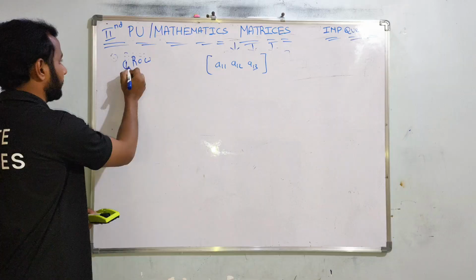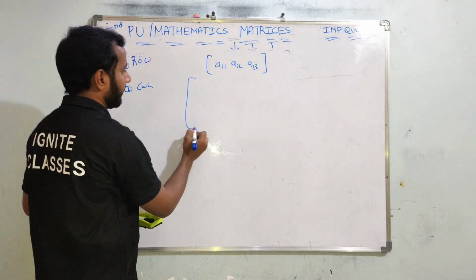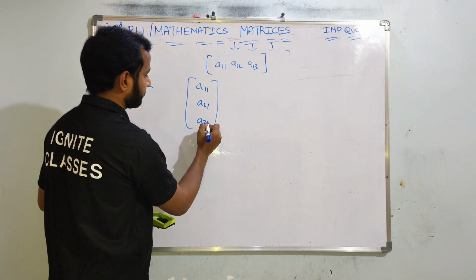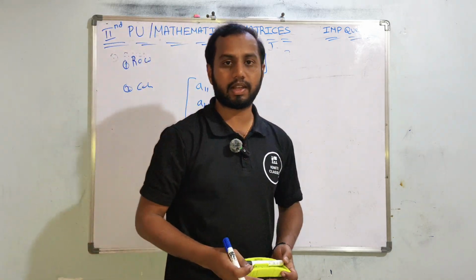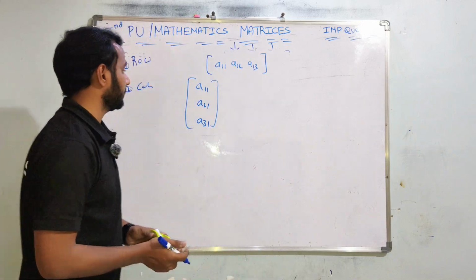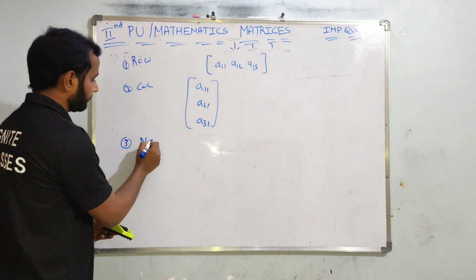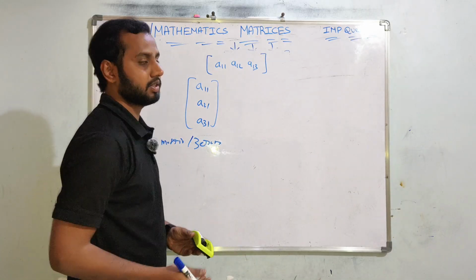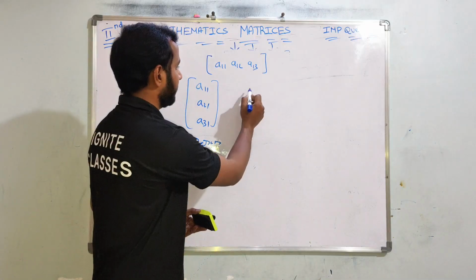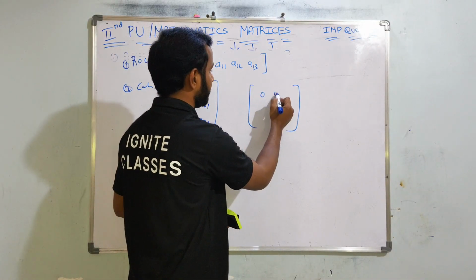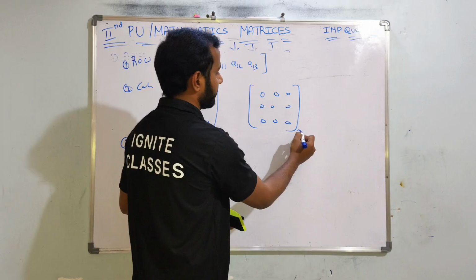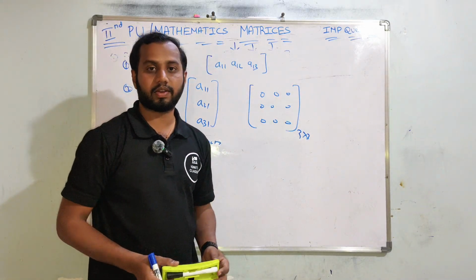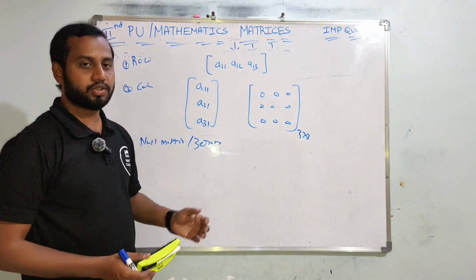Now the second one is your column matrix. If a matrix contains only one column, then we will be calling it a column matrix. Now next is your null matrix or zero matrix. What is a null matrix and zero matrix? A null matrix is nothing but a matrix in which all the elements are zero. Now it is a matrix of order 3 cross 3 and all the elements here are 0. If all the elements in a matrix are 0, what do we call it? We call it a null matrix or zero matrix.